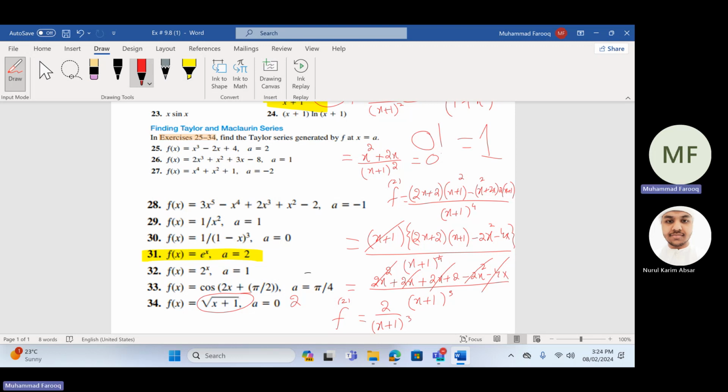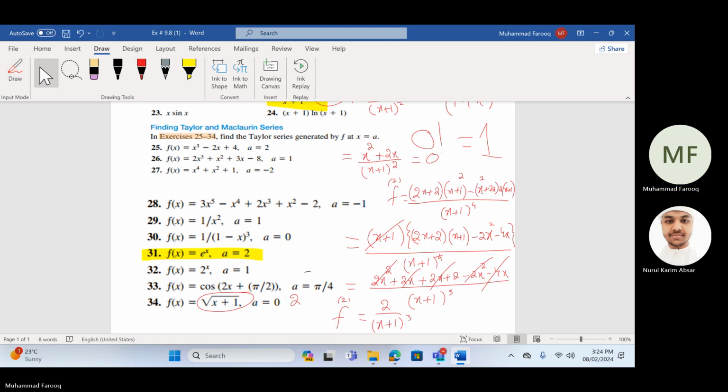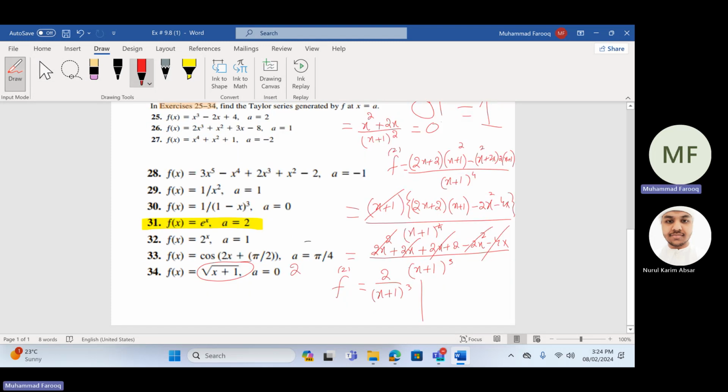Okay. Now the third derivative is much easier. Take this up. Take this up for the third derivative. So for the third derivative, please. Okay, so you have done it already. So the third derivative is negative 6 divided by x plus 1 power 4.